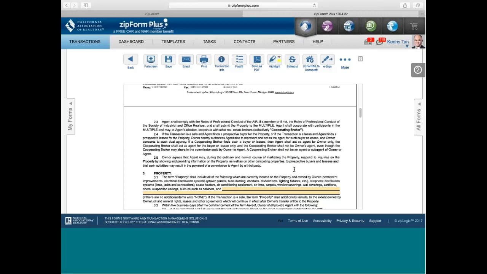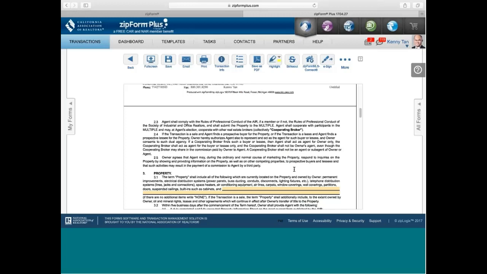Owner agrees the agent may, during the ordinary and normal course of marketing the property, respond to inquiries on the property by showing and providing information on the property, as well as on other competing properties to prospective buyers and lessees, and as such activities may result in the payment of commission to the agent by a third party. This is something you don't see on the CAR form. In other words, this one allows you to be paid by someone else other than the seller.